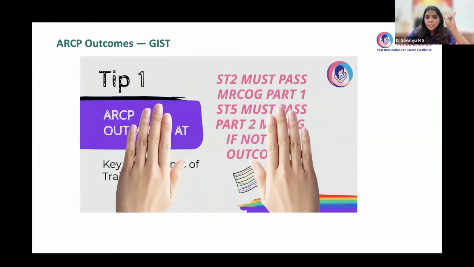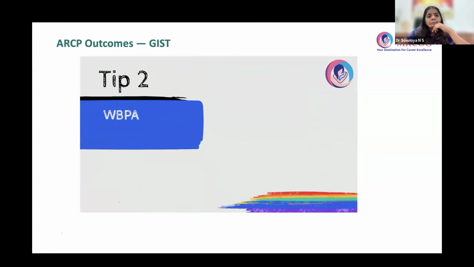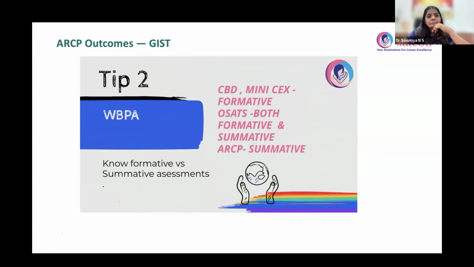So this is what I said: exam, if it is not passed, outcome 3. Tip 2: know formative versus summative assessments. OSATs is the one which is both formative and summative. ARCP is summative because it decides whether you move to the next year or not.